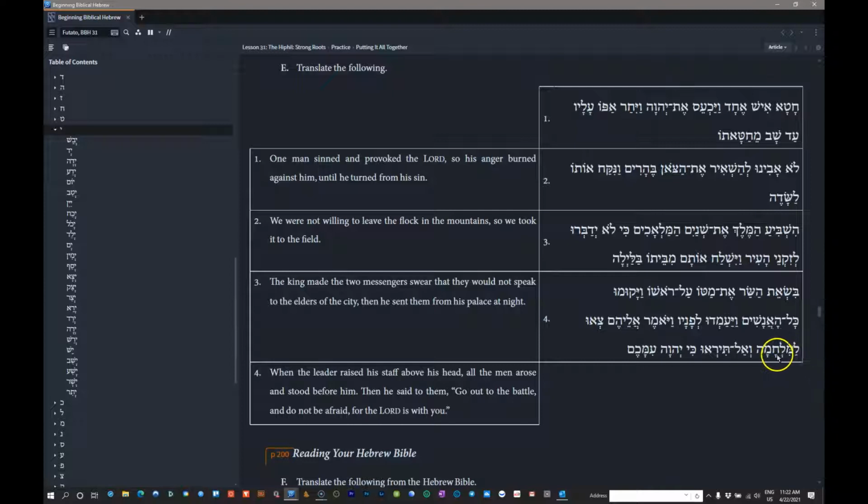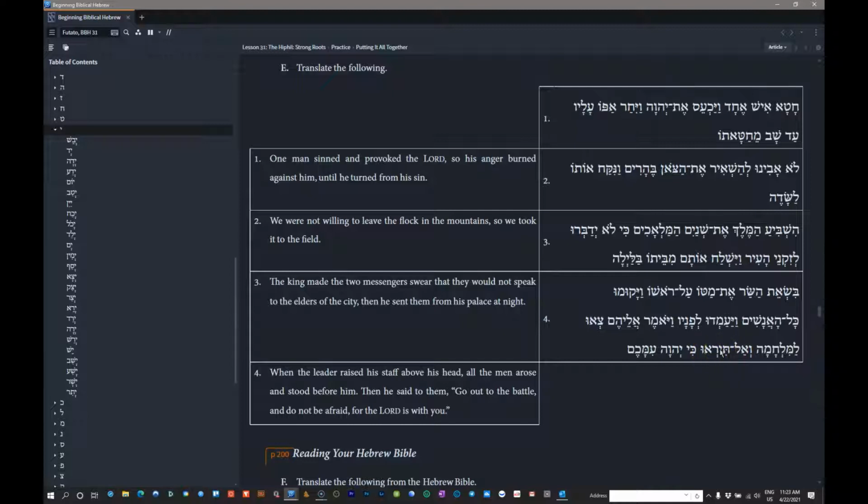La milchama. Lamed preposition, definite article, patach dagesh, to the milchama, to the battle. And al tir'u. Al is a negative particle. Tir'u is an imperfect form of yareh.